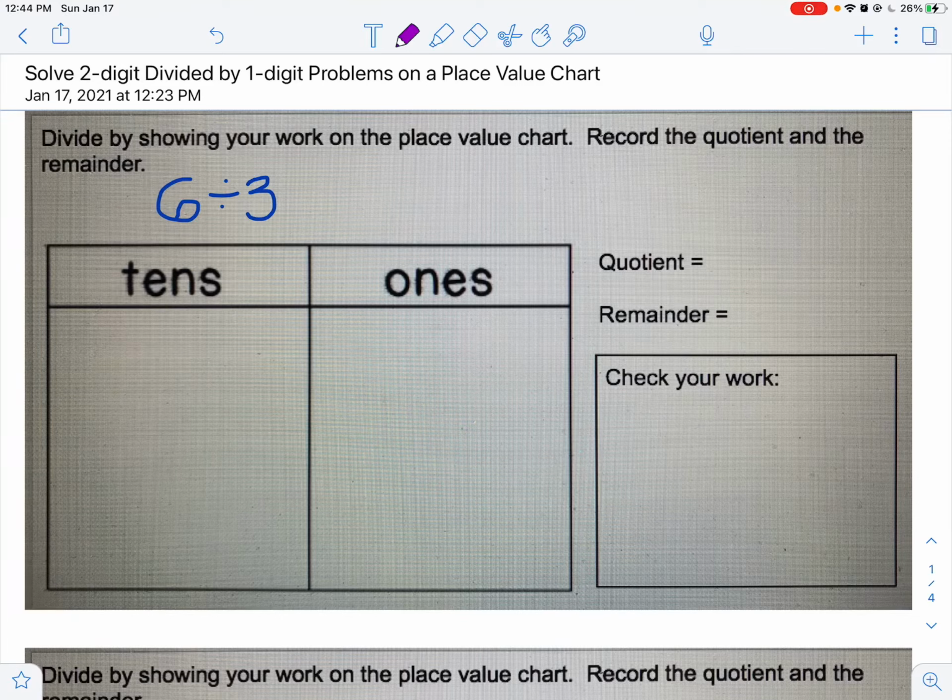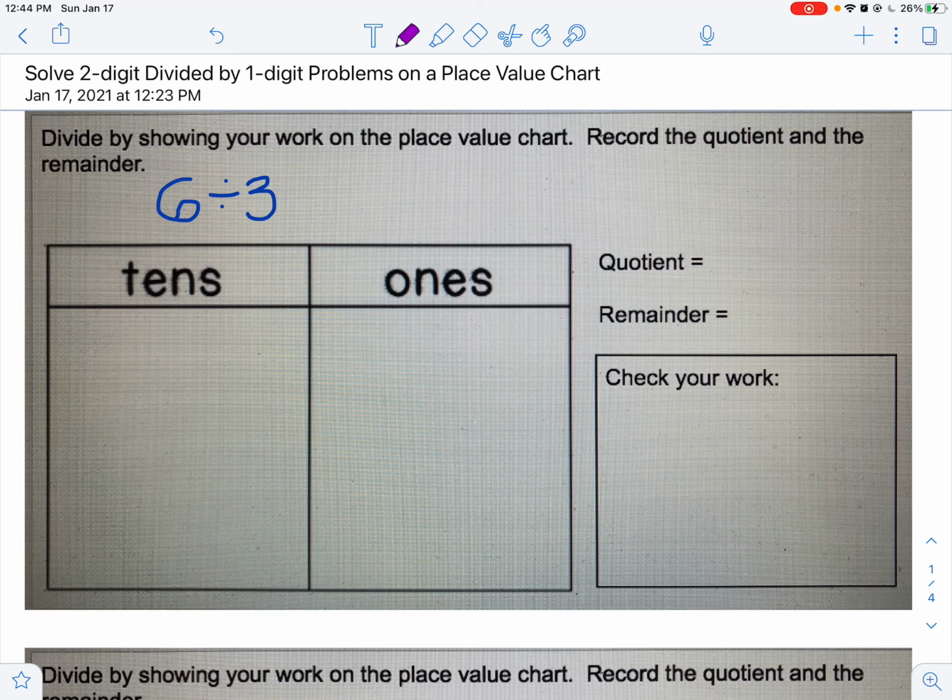Hello everybody! Today we're going to continue to work with division strategies, and today we're going to take a look at how to solve two-digit divided by one-digit division problems using a place value chart. And I think you guys are going to find that this, once you get the hang of it, is quite easy, and it's a nice little way to divide.